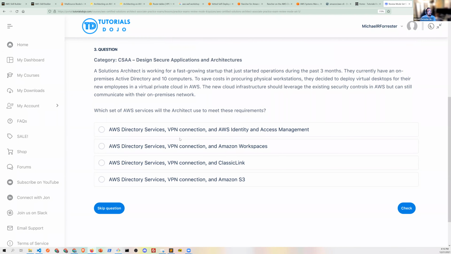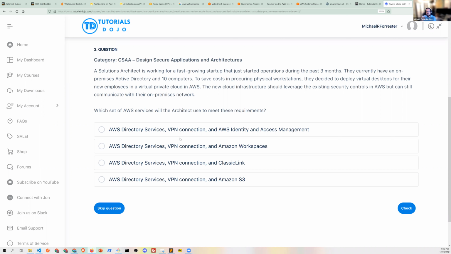Good. All right. SA is working for a fast-growing startup that just started operations in the past 3 months. They currently have an on-premise Active Directory and 10 computers. To save costs in procuring physical workstations, they decided to deploy virtual desktops for their new employees in a VPC in AWS. The new cloud infrastructure should leverage existing security controls, but should still be able to communicate with their on-premise network. Which set of AWS services will the architect use to meet these requirements?